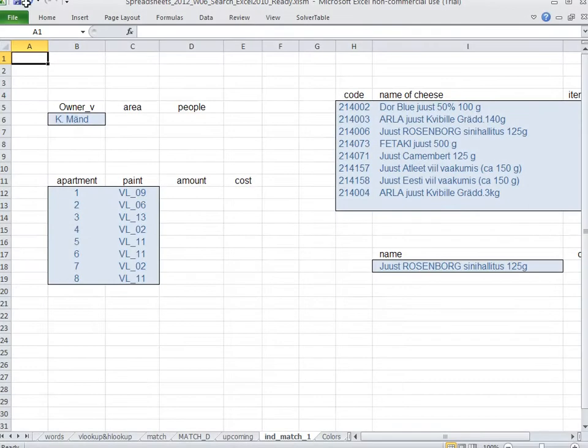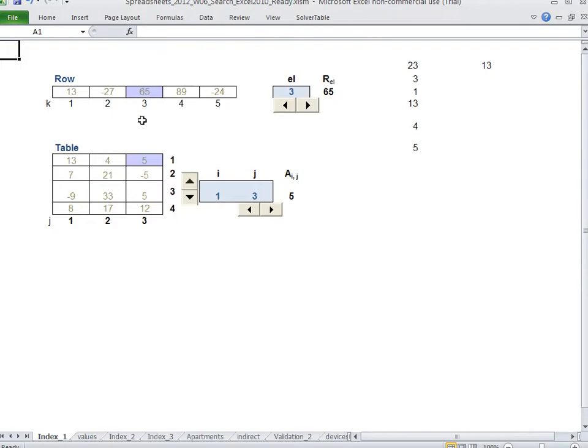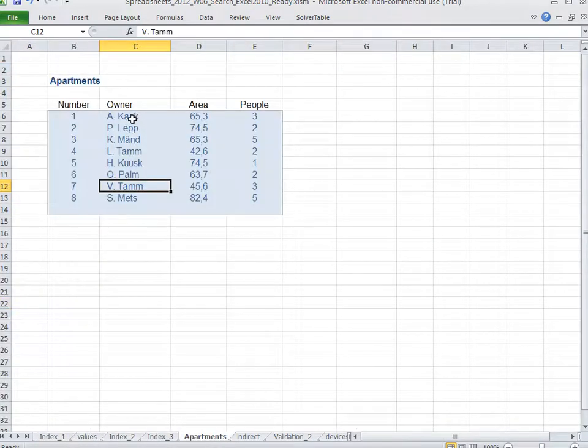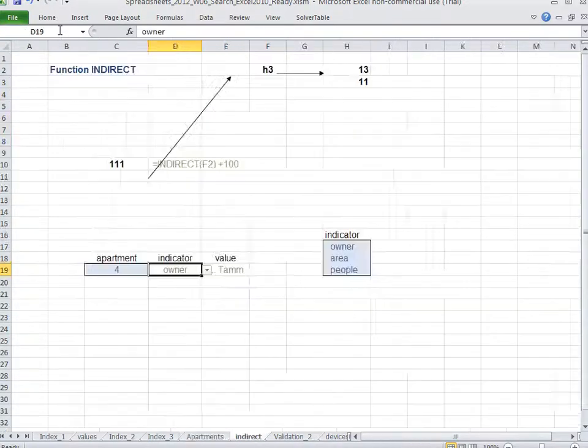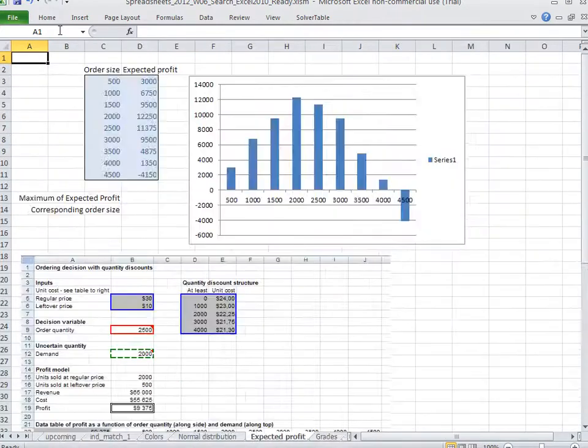Let us recall how we, knowing, let's say, K-Mind, got to know his apartment's area and the number of people living in it. Once again, we have a table here, which is this block is owner, this block is area, this block is people, up here on the left side. And we want to use index and match now.